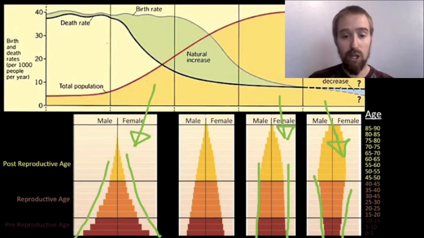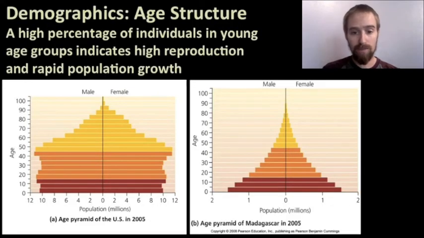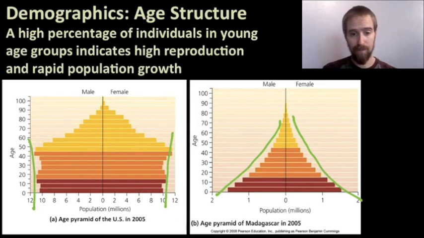And this is a far more attractive option than growing to the point where our environment can no longer support us and our numbers start to drop due to famine and disease. So just to review, a high percentage of individuals in a young age group indicates high rates of reproduction and rapid population growth. So in terms of overall population growth, we would predict that Madagascar's population is growing at a much faster rate than that of the United States based on the demographics of each population.